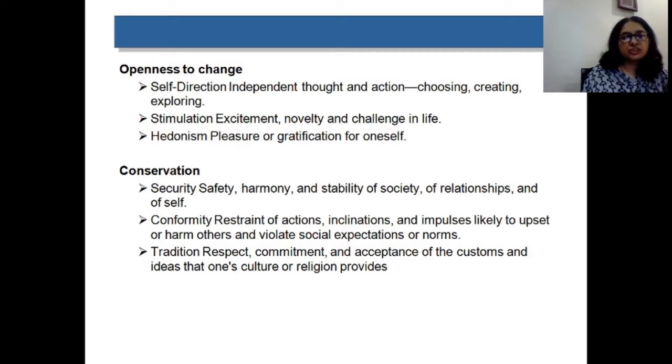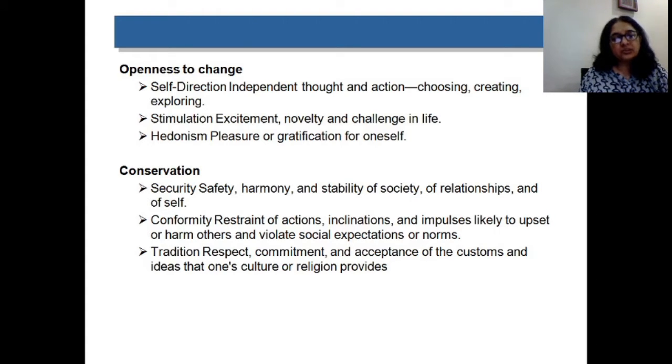Okay, so openness to change is a value where an individual values independence in thoughts and actions, and is more exploring, looking more for novelty and challenges in life, and also indulges in pleasure or gratification for oneself. Then just the opposite to it is conservation. A person valuing this would value more security in terms of job or relationship, more safety, more harmony, more stability of society and relationships, and of self.